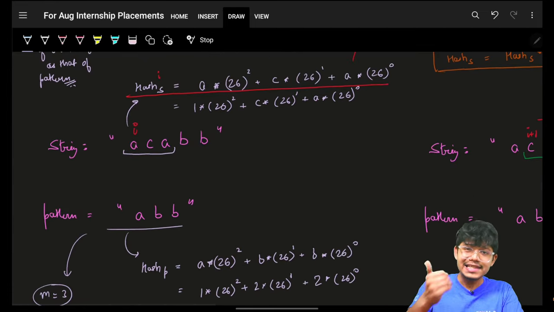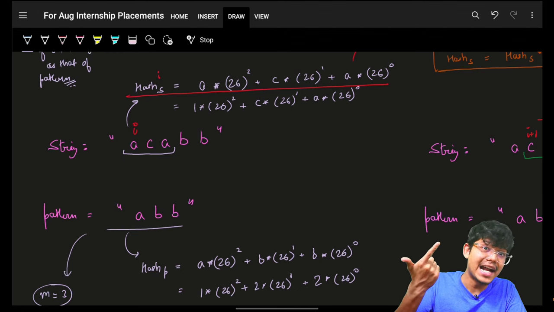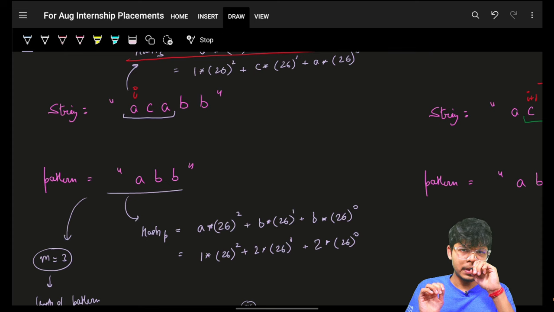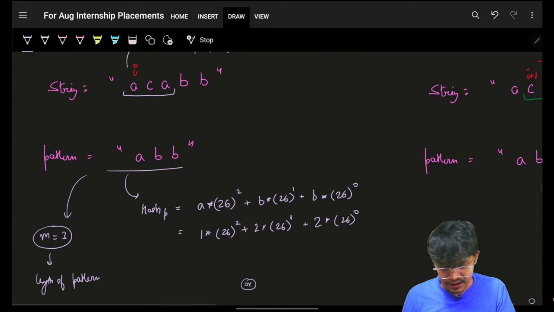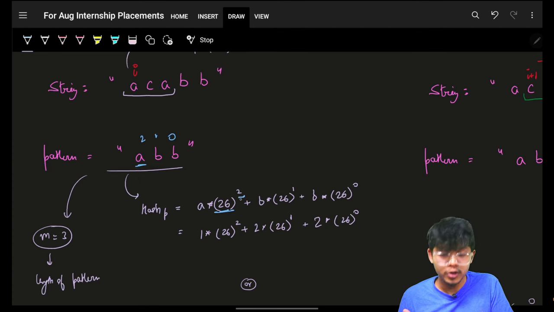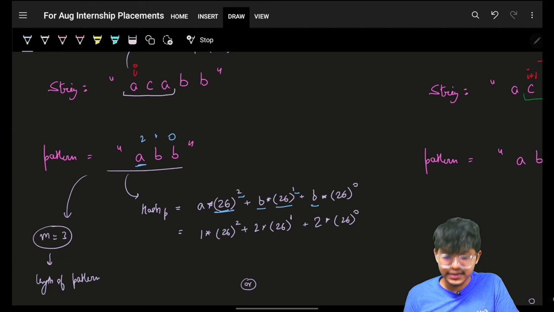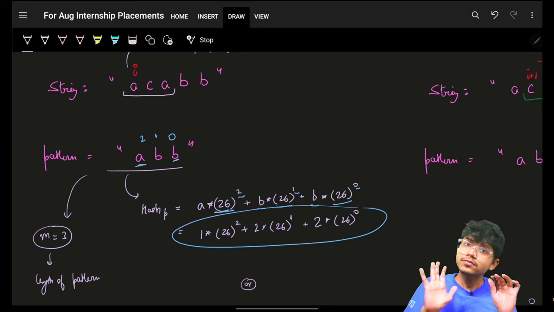So let's see how we will make it. Again, we will make the entire hash for both string and pattern. So we saw one thing: we have this pattern. Let's make a hash for it. So the hash will look something like, okay, if we have A multiplied by 26, we know the index is 0, 1, 2. So 26 raised to power 2 plus B multiplied by 26 raised to power 1 plus the other character, which is B multiplied by 26 raised to power 0. So now we have got this hash. Okay, great.